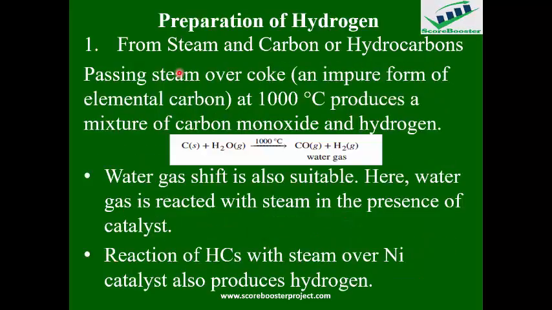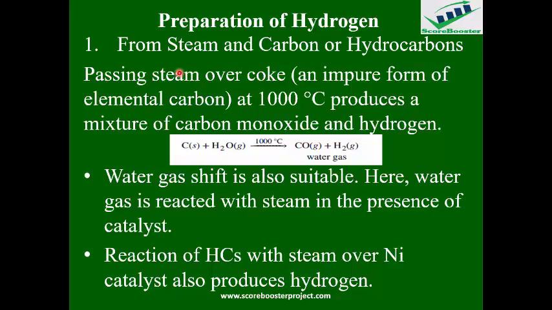So let's talk about preparation of hydrogen. The first one we'll talk about is how hydrogen is gotten from steam and carbon, or sometimes hydrocarbons are used. So if hydrogen is to be gotten from carbon, then there is what is called production of water gas, where steam will be passed over coke.